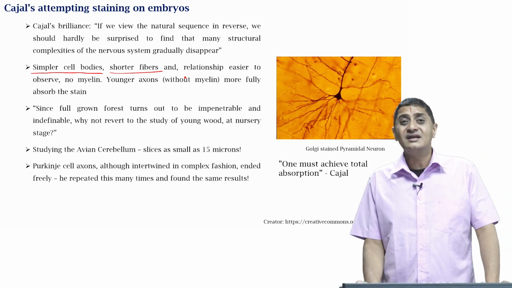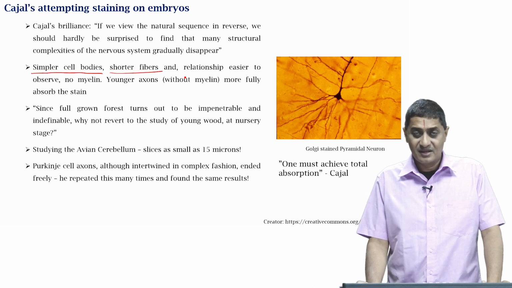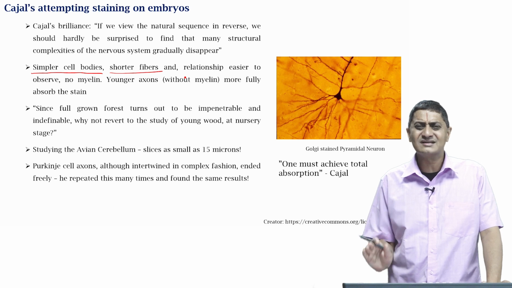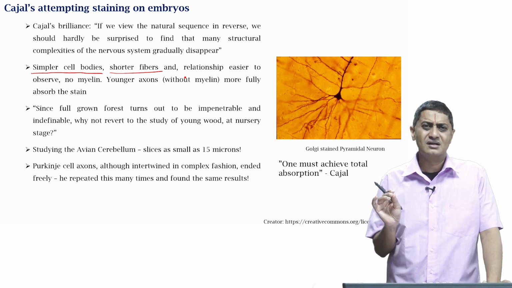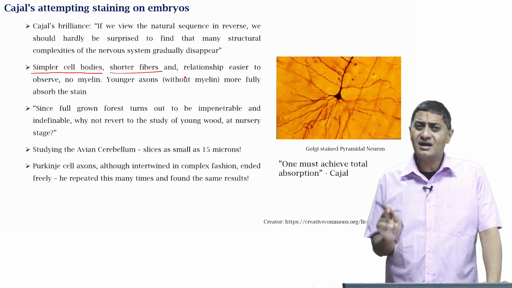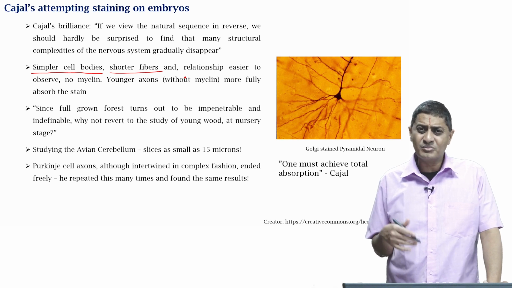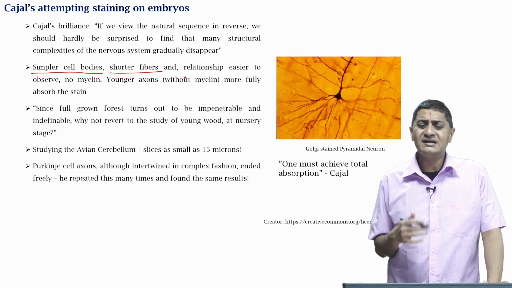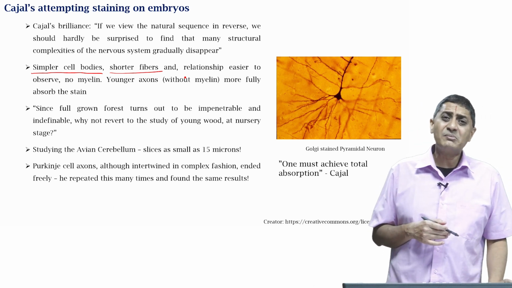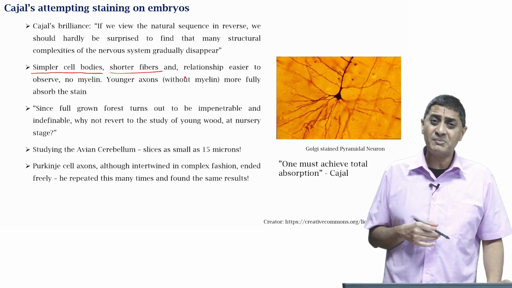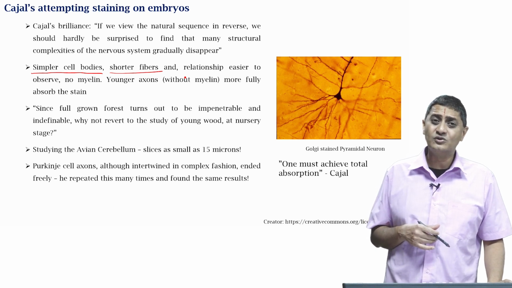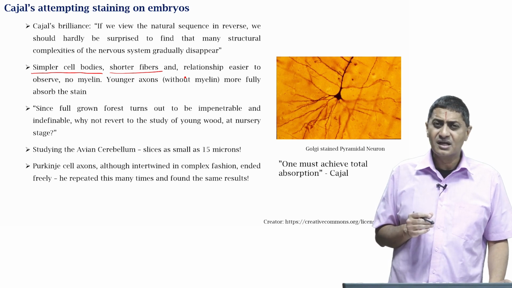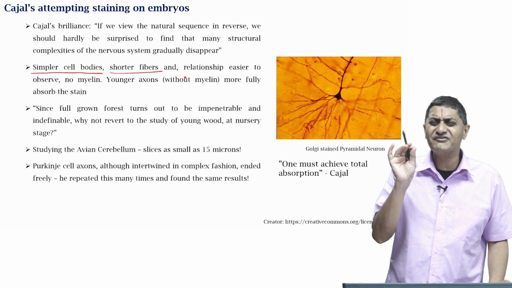So, he started studying the avian cerebellum and he could make slices as small as 15 microns. Remember that Cajal actually went on to become a doctor and a professor later, but earlier he was training to be a barber physician. His father was first a barber physician, so he knew how to use the razor. So, he could make cuts as small as 15 microns, such finesse with his hands.